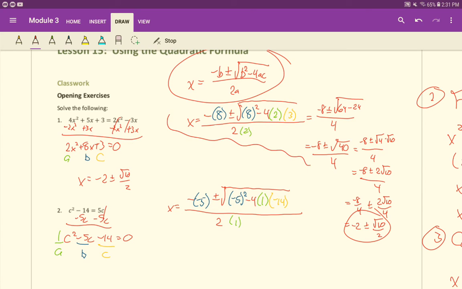And I'm kind of trying to divide my work here. Actually, I'm going to do that. There we go, like that. Okay.